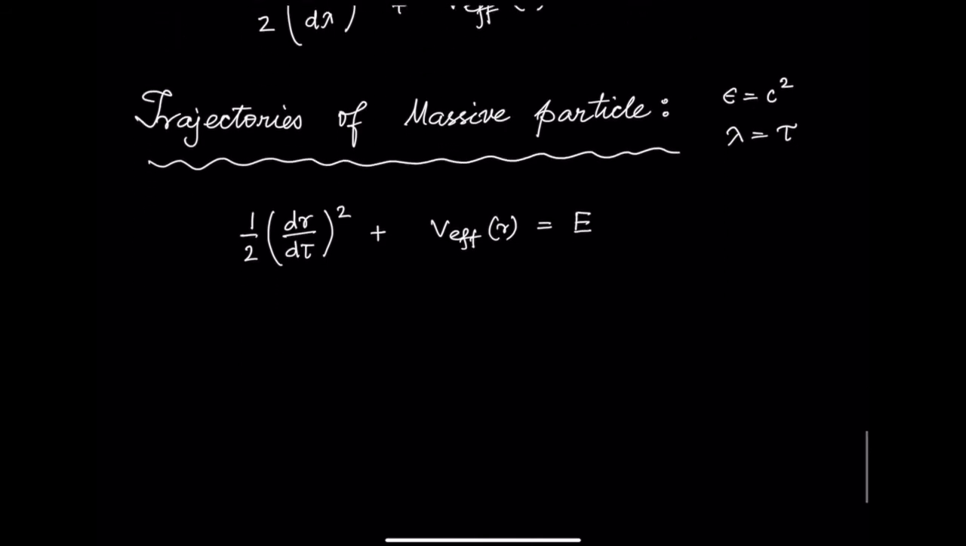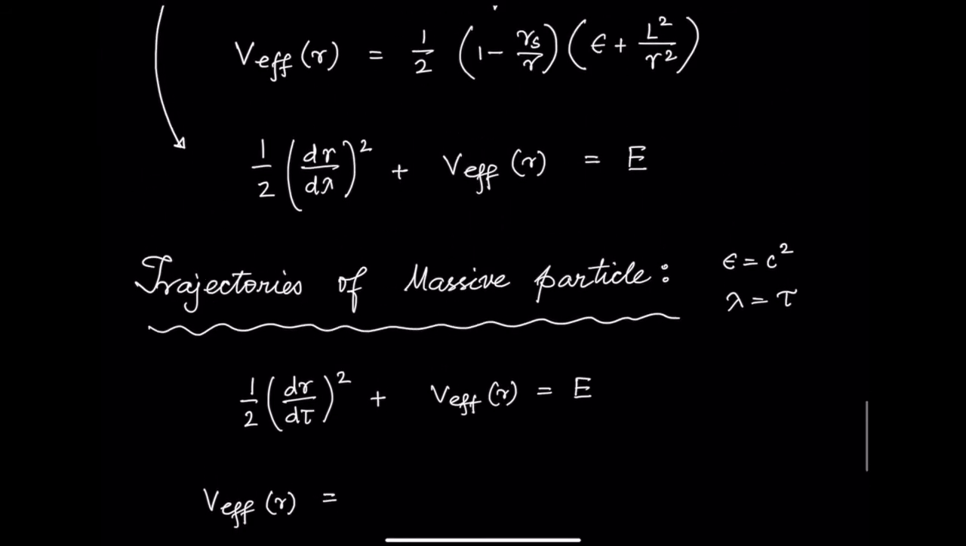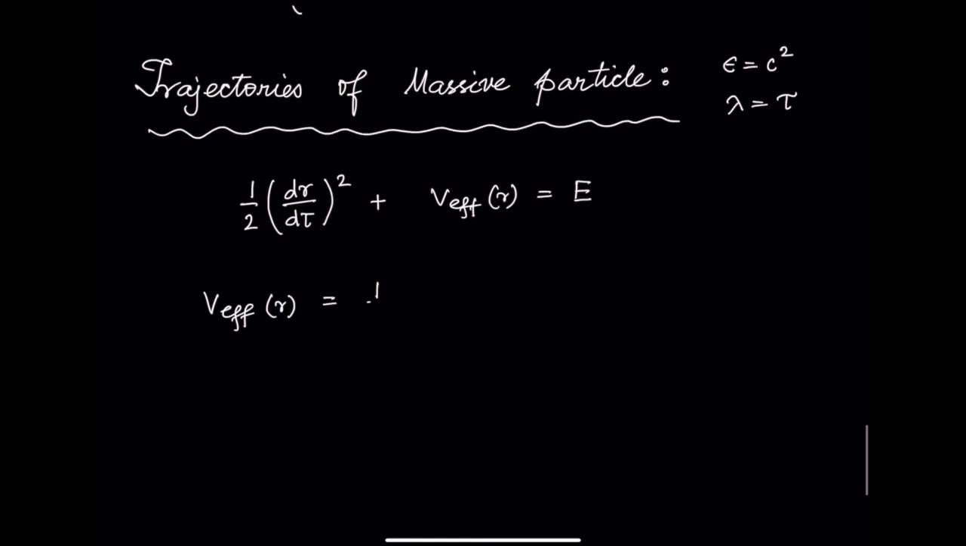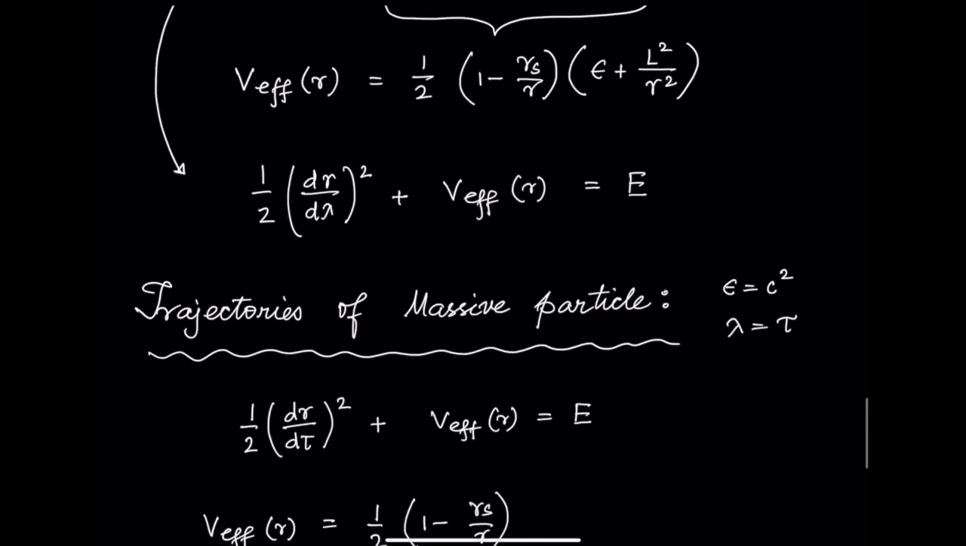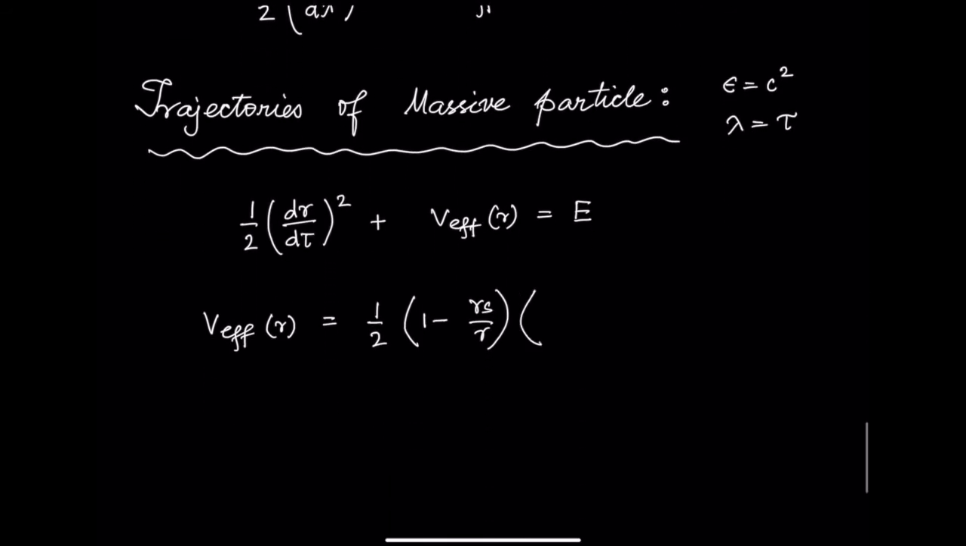And now let us write V effective R explicitly for this particular case: half times 1 minus Rs by R times epsilon, plus L square by R square. And I forgot to substitute epsilon. Epsilon, if you remember, is c square.